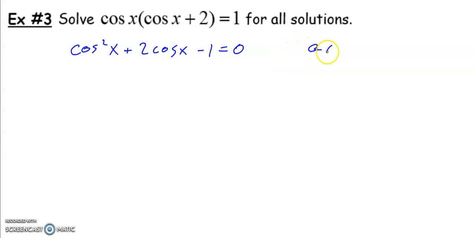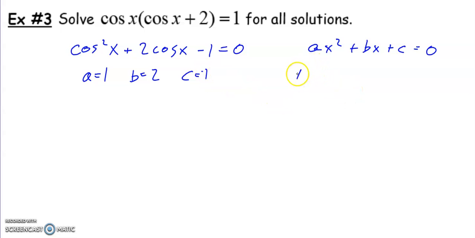But this equation looks a lot like our standard quadratic equation, ax squared plus bx plus c equals 0. My x, though, is the entire cosine term. So we see that we have an a of 1, b equals 2, and c equals -1. What are we going to do with that? Well, we're going to plug them into the quadratic formula.